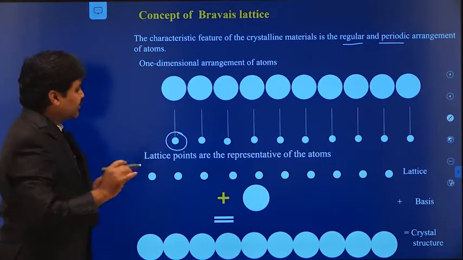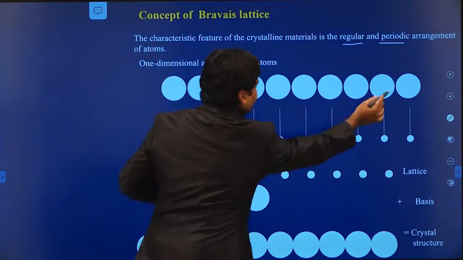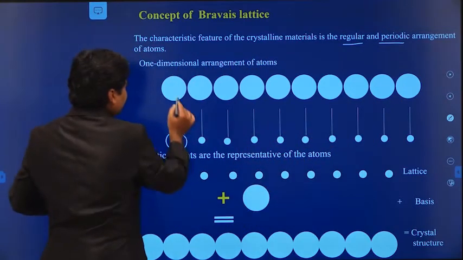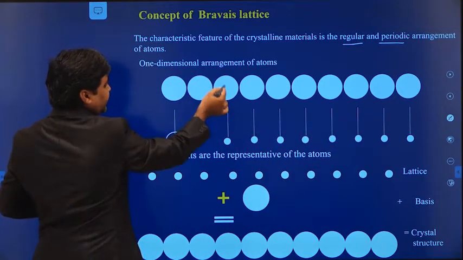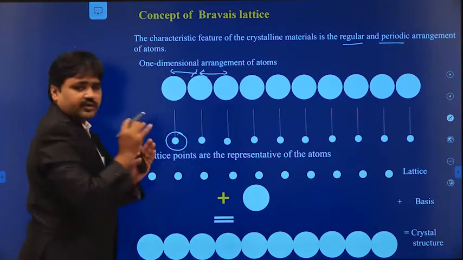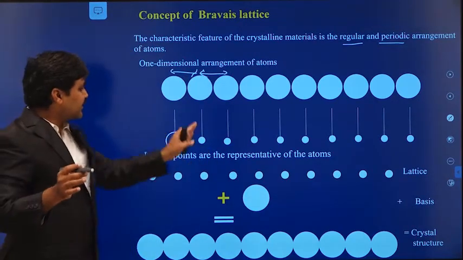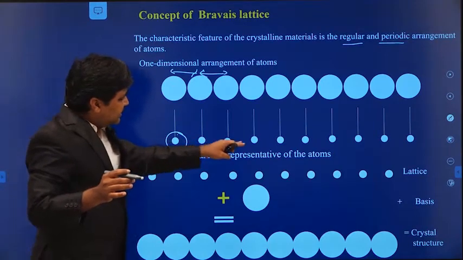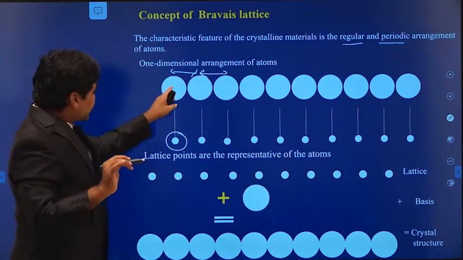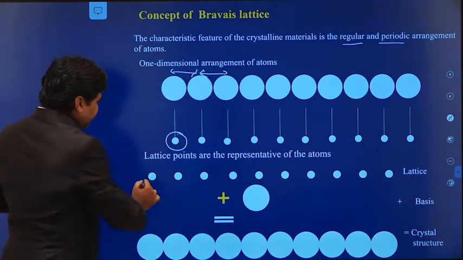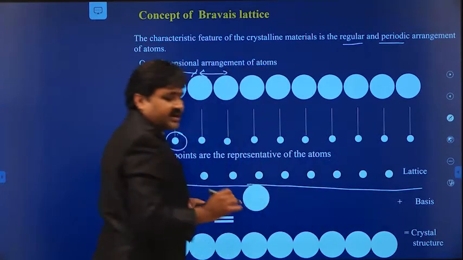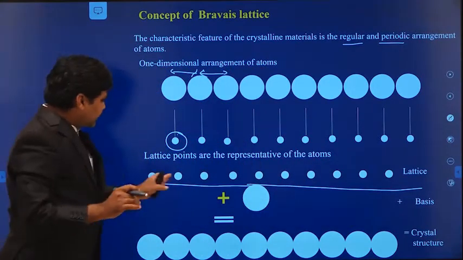If you take this one-dimensional arrangement of atoms, all the atoms are arranged in a regular and periodic manner. That means the same atom is repeating again and again, and the separation between two atoms is the same throughout the crystal. This is called a crystalline material. All these lattice points represent where the atoms are actually located. So these are the lattice. Lattice means an infinite array of points arranged in space. So these are the lattice points.